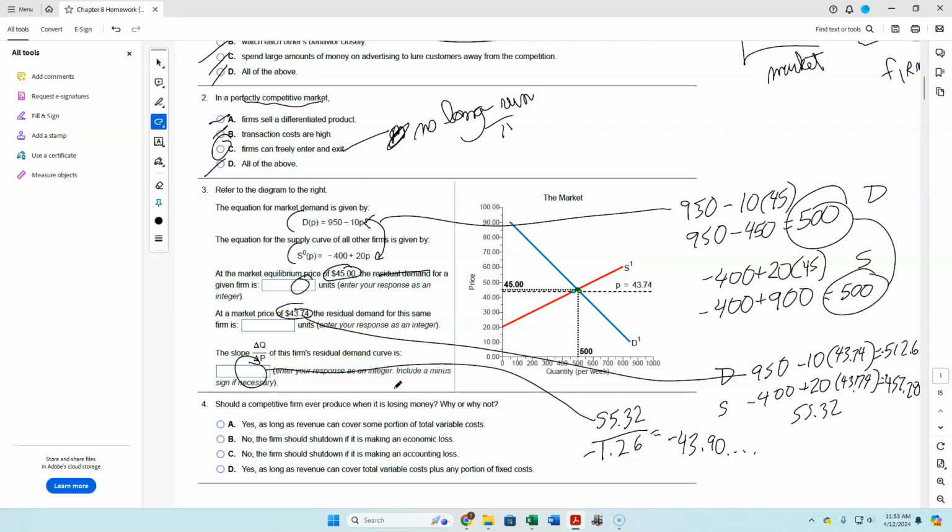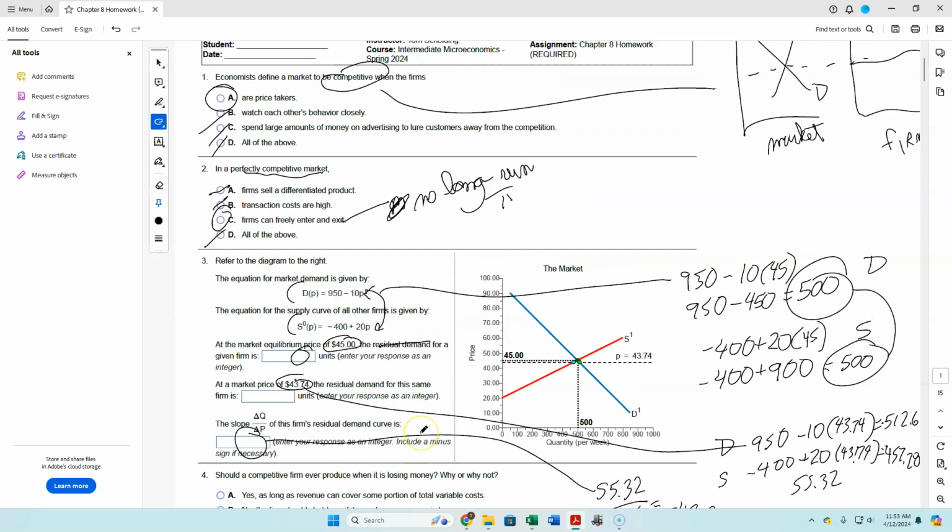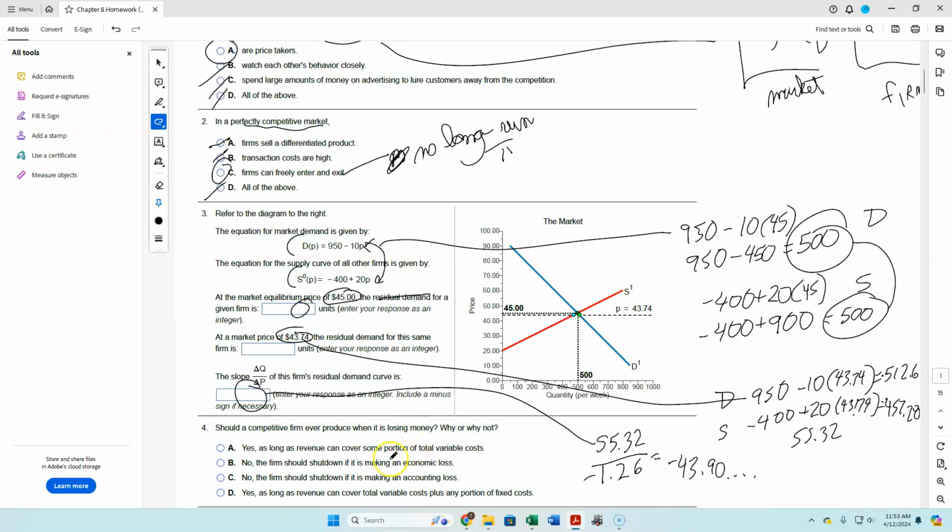Number 4. Should a competitive firm ever produce when it's losing money? Why or why not? So this is kind of getting at that shutdown rule. So remember here for the shutdown rule, the firm would produce as long as it can cover its variable costs and at least some of its fixed costs. So number 4 is getting at the shutdown rule. So the correct answer is here. And if that's not clear to you, that's getting at that shutdown rule portion of this discussion.